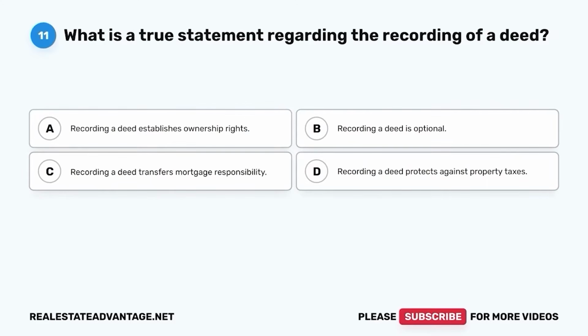What is a true statement regarding the recording of a deed? A. Recording a deed establishes ownership rights. B. Recording a deed is optional. C. Recording a deed transfers mortgage responsibility. D. Recording a deed protects against property taxes.